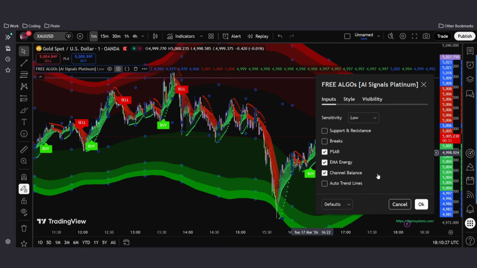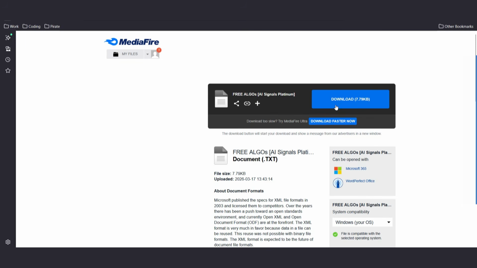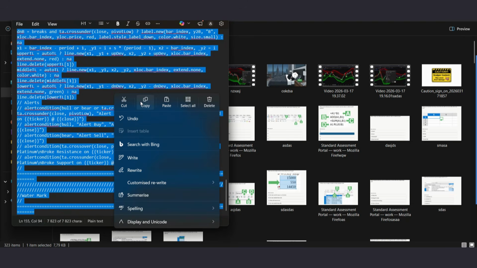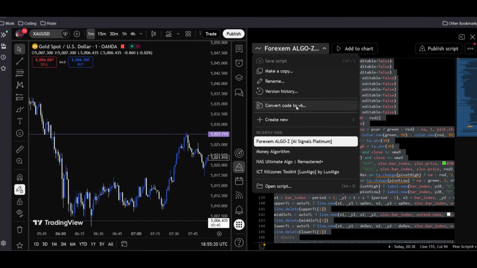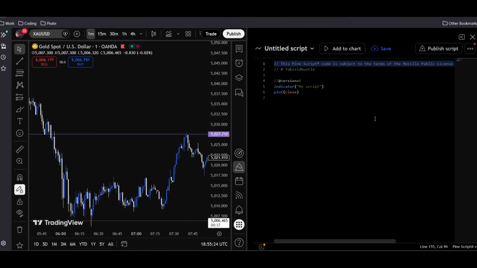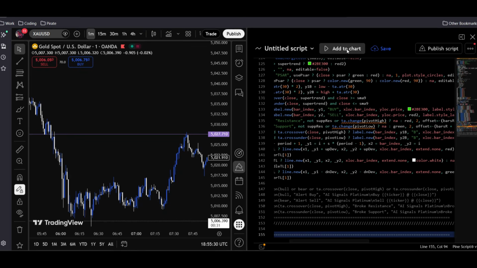Now let me show you how to install this indicator into your device. Download the file in the description. This contains the code needed for the system. Copy the code, open the TradingView website, enter a pair, open Pine Editor over here, go to new indicator, clear the dash and paste the code. Click to add to chart.